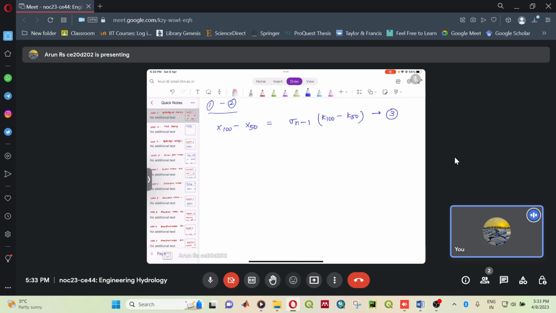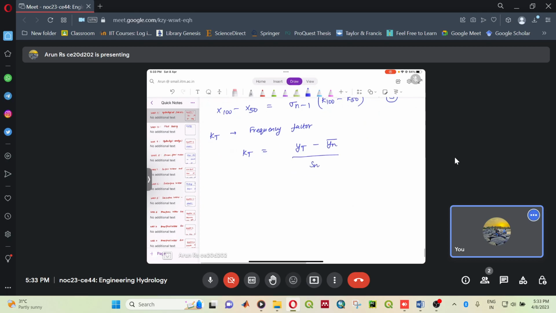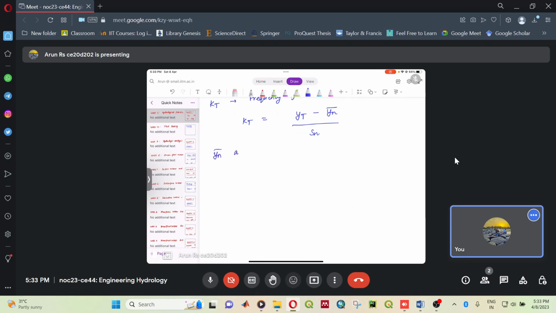And we also know that Kt is the frequency factor. And the frequency factor for Gumbel's distribution is given by Yt minus Yn bar divided by Sn, where Yt is the reduced variate and Sn is the standard deviation for the sample that is considered. And Yn bar and Sn are constants, and they are available from standard tables. So for a given sample size, this Yn bar and Sn will change.